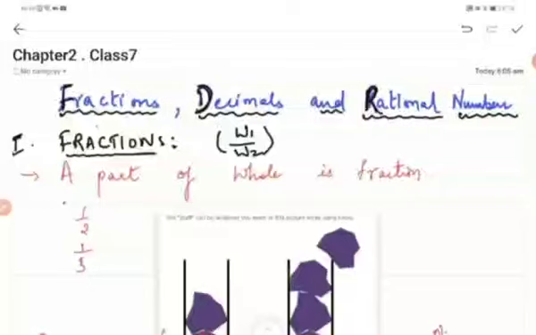Okay, students. So we are starting today with the new chapter. That is your second unit, which is fractions, decimals, and rational numbers. In this, you are going to study about fractions, decimals, and rational numbers.